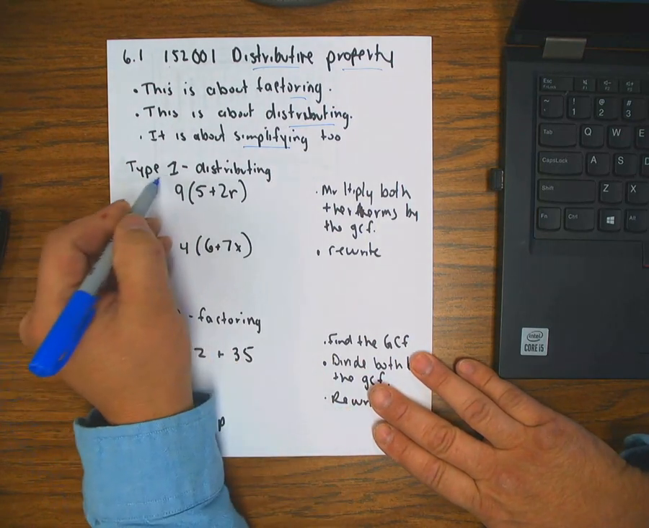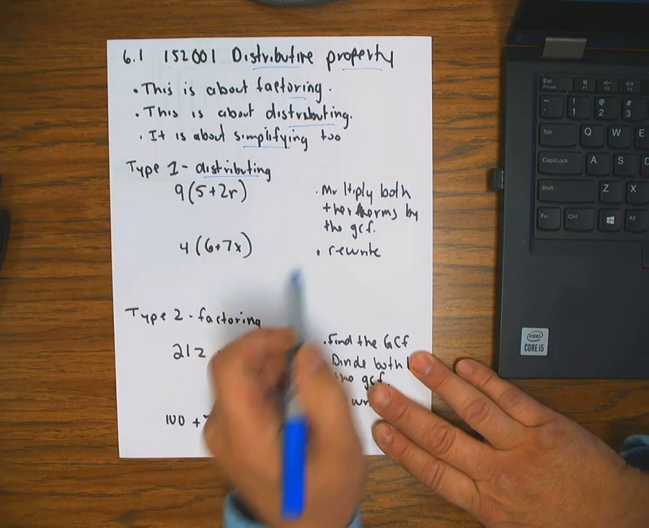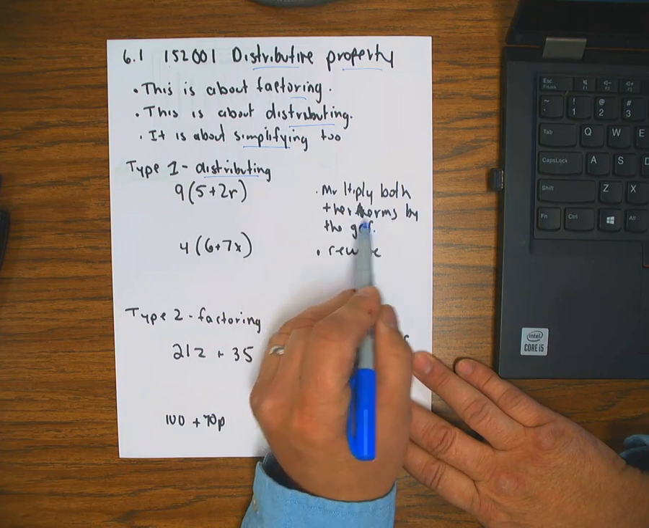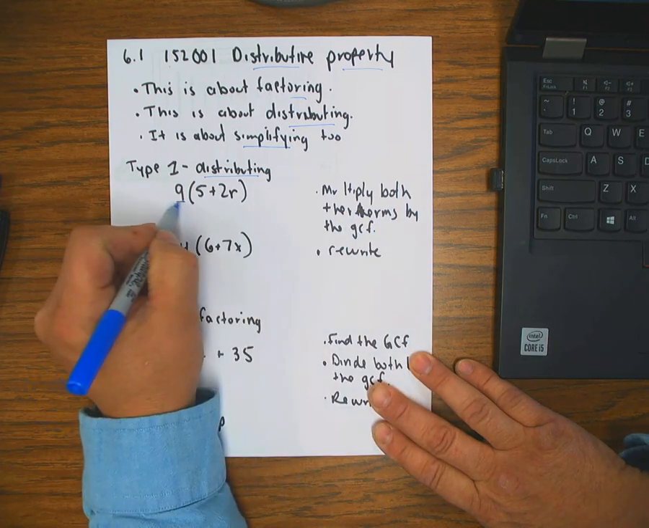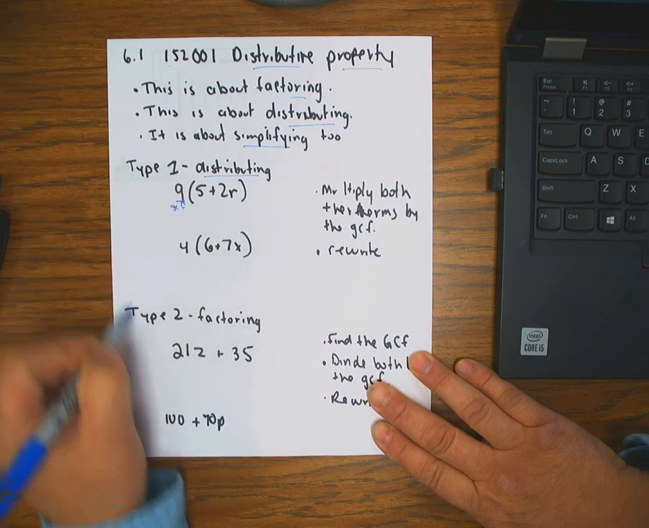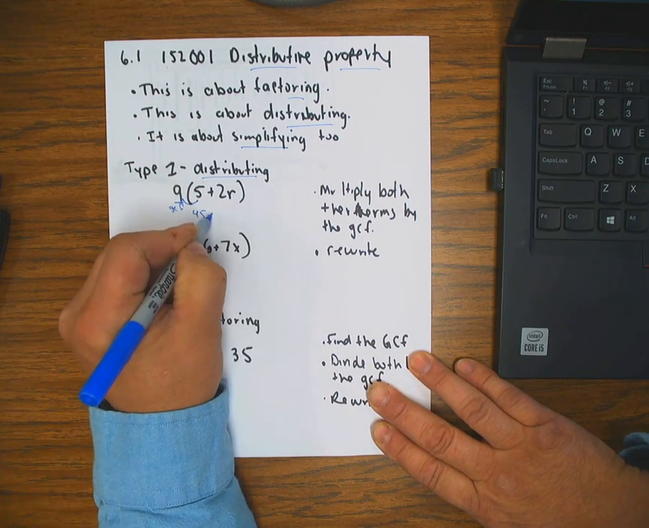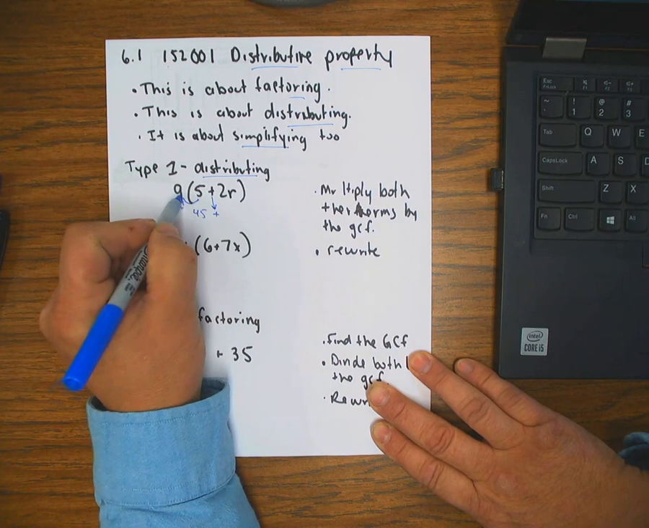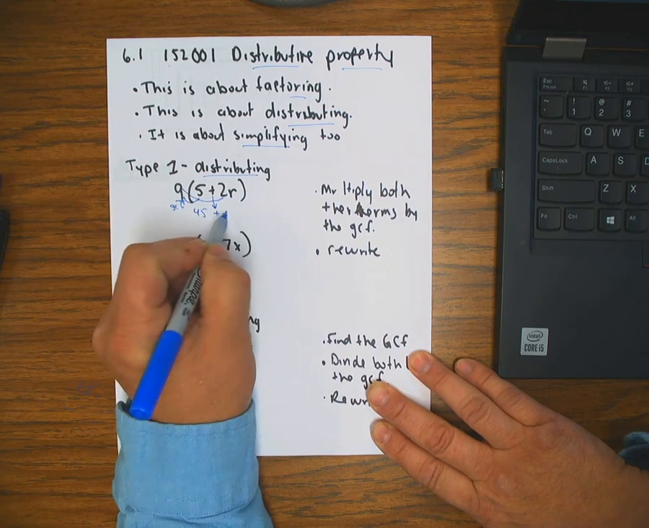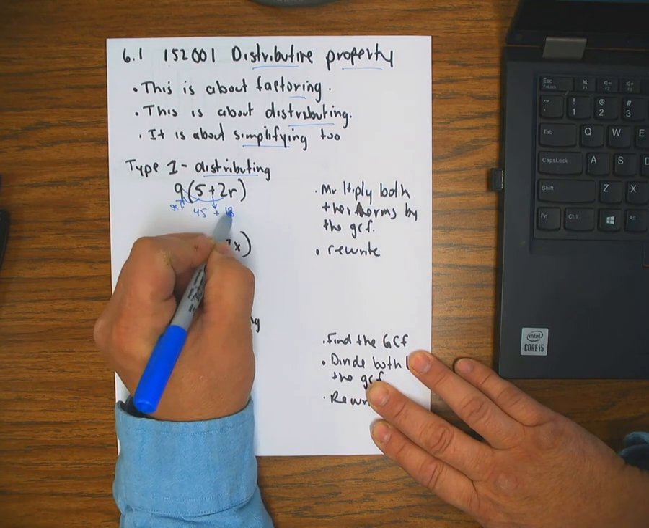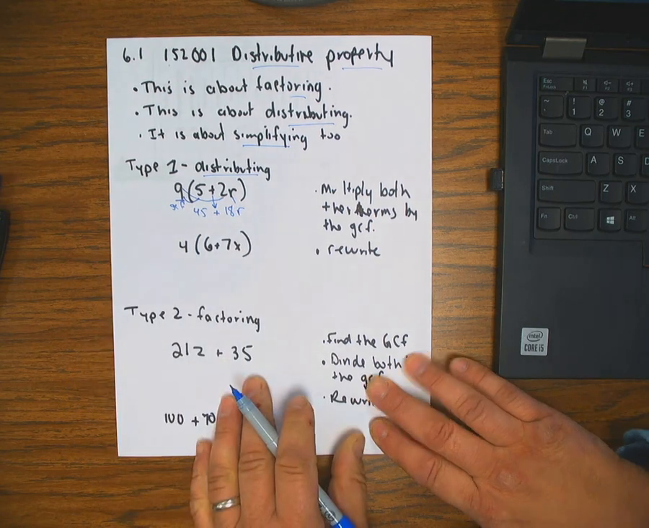So there's two types of problems. You have distributing. So with this one, we multiply both the terms by the GCF. This is considered the GCF, and you'll see what I mean when we get down to here. So I multiply 9 times 5, which is 45 plus, keep that. I have to multiply the 9 times 2r. So 9 times 2 is 18, and I just keep the variable.